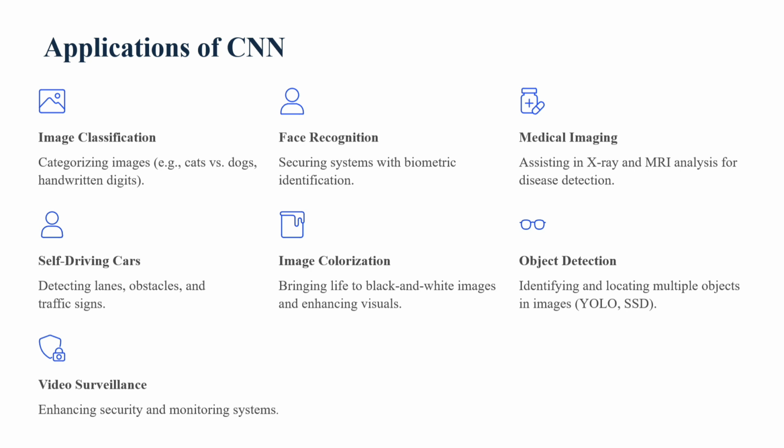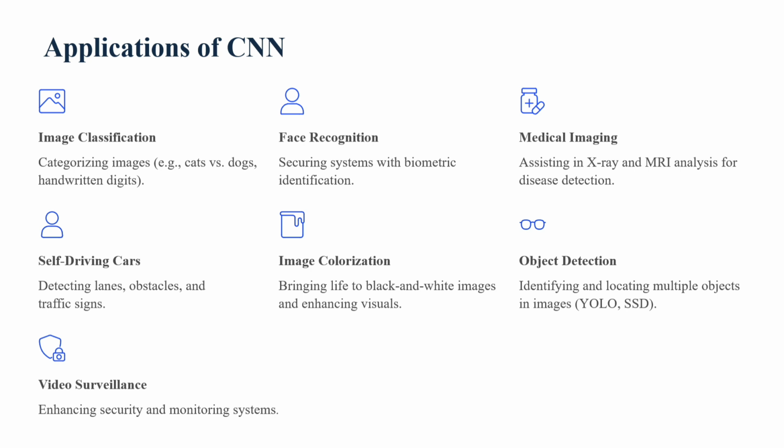Then we have medical imaging. CNNs assist doctors by analyzing X-rays, MRIs, and CT scans to detect diseases early. They can highlight tumors, fractures, and other abnormalities. Self-driving cars also use CNNs. They detect lane markings, road signs, obstacles, and pedestrians to help the car drive safely. Another important use is image colorization, which is exactly what we are doing in our project. Here CNNs add color to black and white images and make them look realistic.